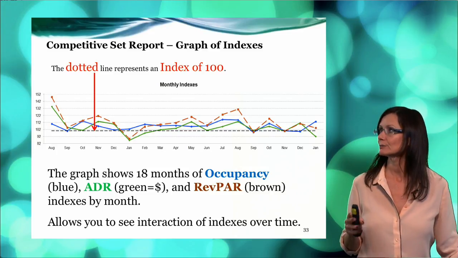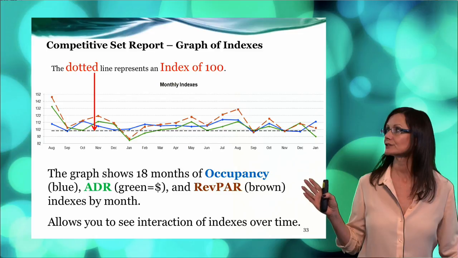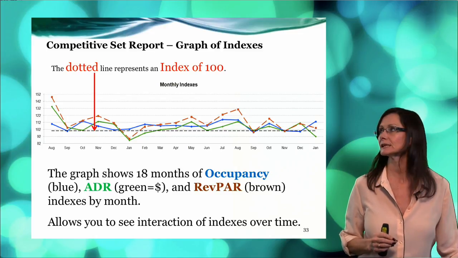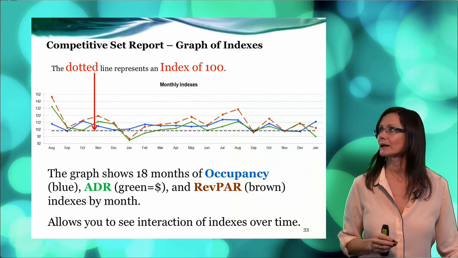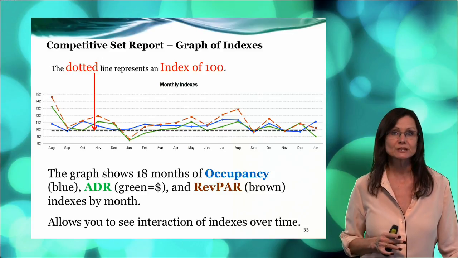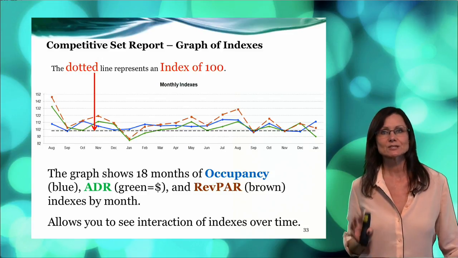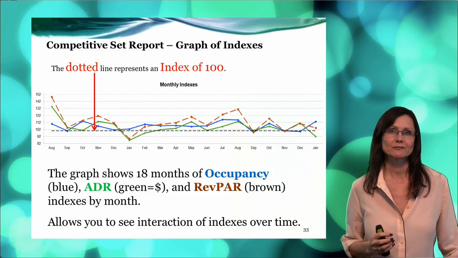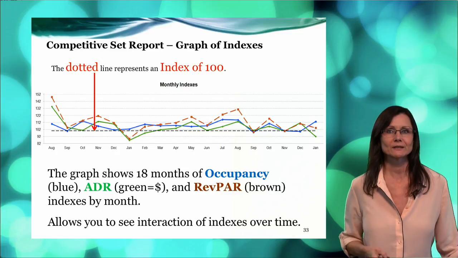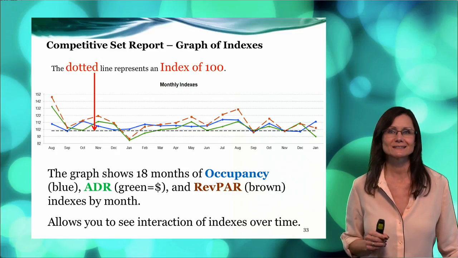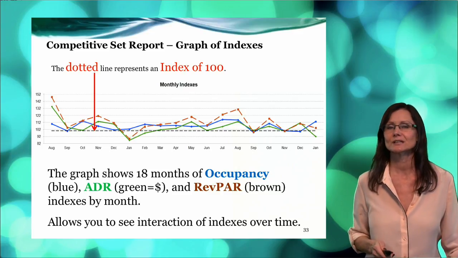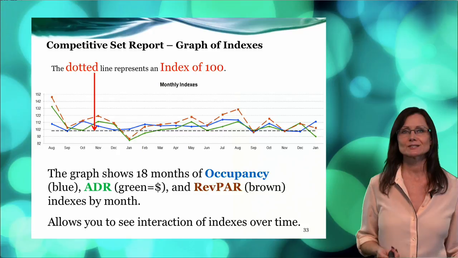We're just looking at the last month of January, but if we look at the previous January there, you can see we actually perform quite poorly. Our RevPAR is quite low in comparison to our competition. If we compare it to this January, our performance has improved significantly. Our RevPAR is actually slightly above our competitors, because that brown line is above the dotted black line, which is 100, the index of 100. So it really shows us a lot of information graphically.